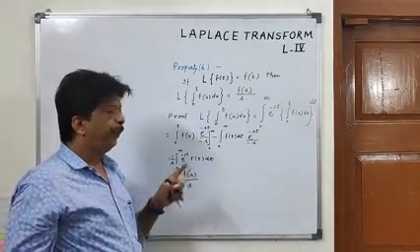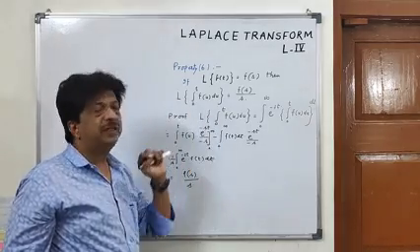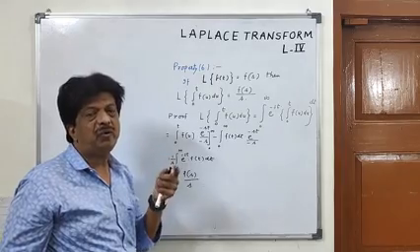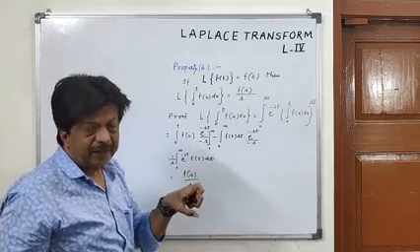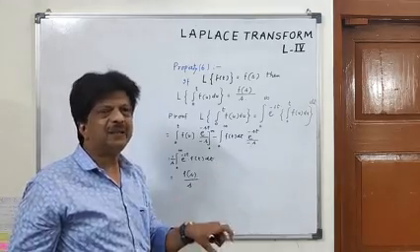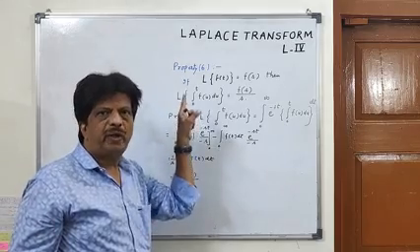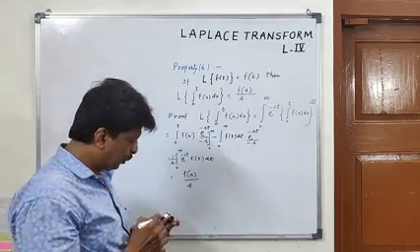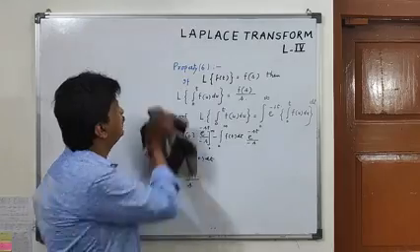So Laplace transform of the integral 0 to t f of u du is always equal to F of s by s. Just divide Laplace transform of f of t by s. You directly get the Laplace transform of integral 0 to t f of u du. And now let us come to the last property.